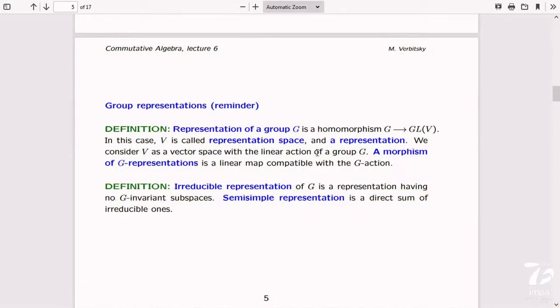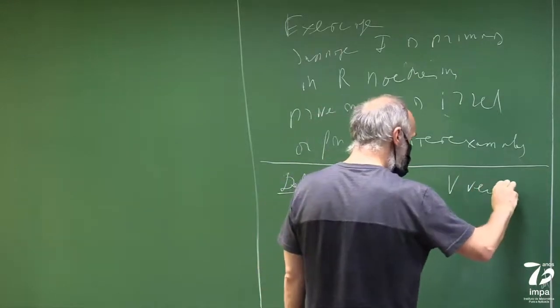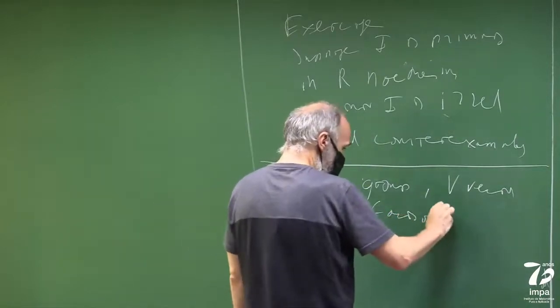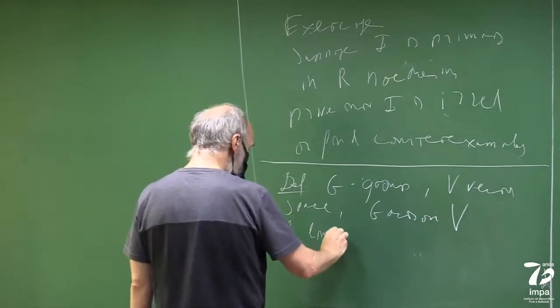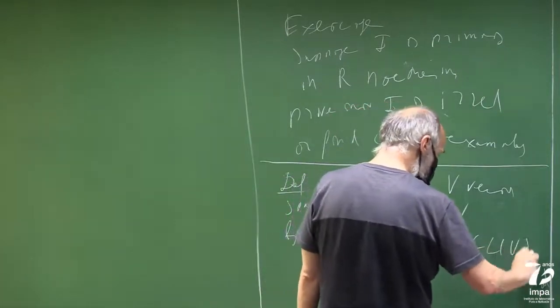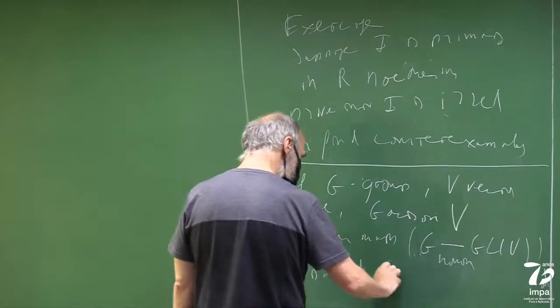Now I'm going to rephrase and repeat parts of what I did last time in compressed form about group representations. Okay, so definition. If G is a group, and V a vector space, and suppose that G acts on V by linear maps, which means that G is mapped by a homomorphism into GL of V, then V is called a G representation.